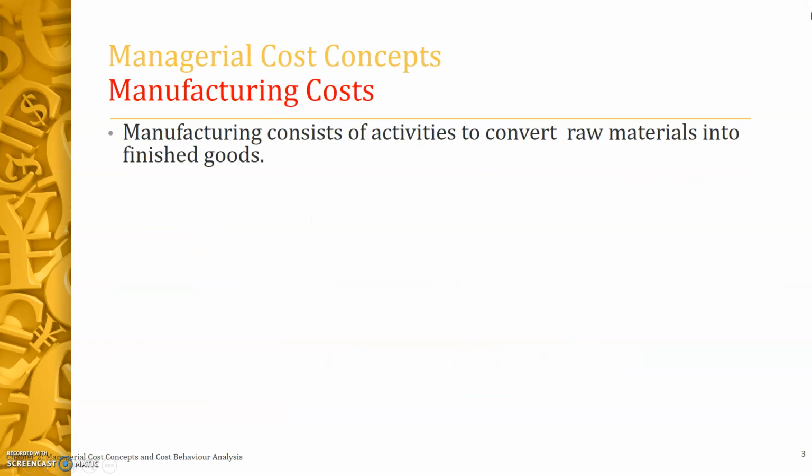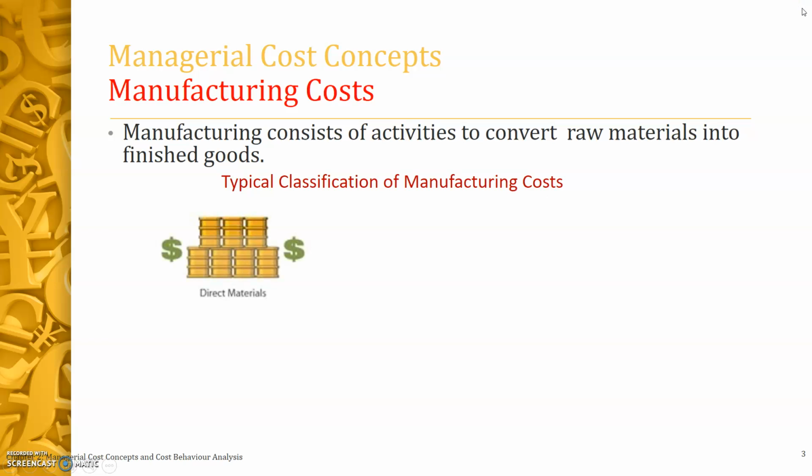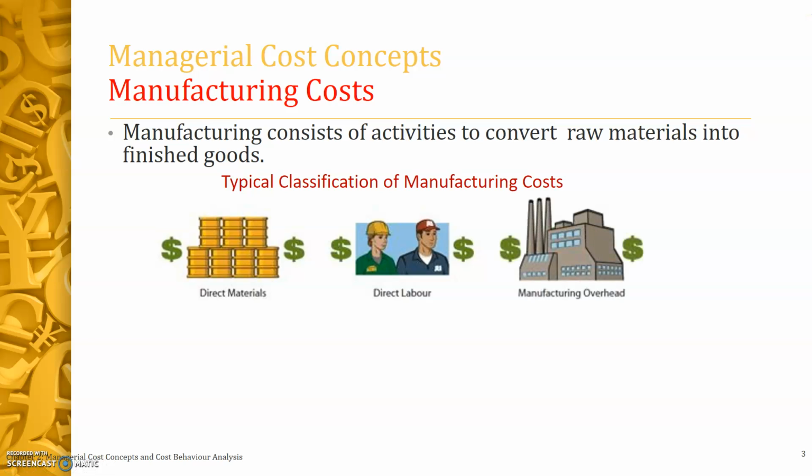Let's look at manufacturing costs under managerial cost concepts. Manufacturing consists of activities and processes that convert raw materials into finished goods. There are three classes of manufacturing costs. The first one is direct materials. The second of the three classes of manufacturing costs is direct labor. And the last one is manufacturing overhead.